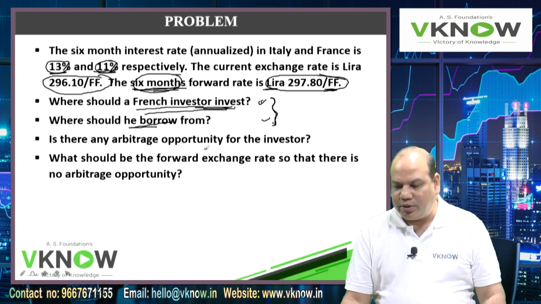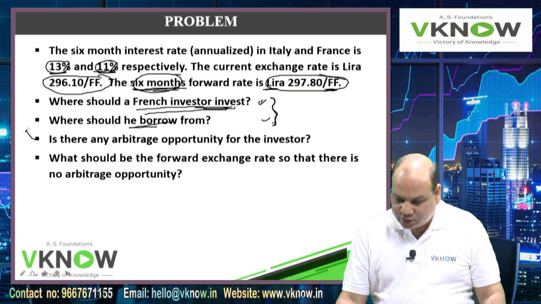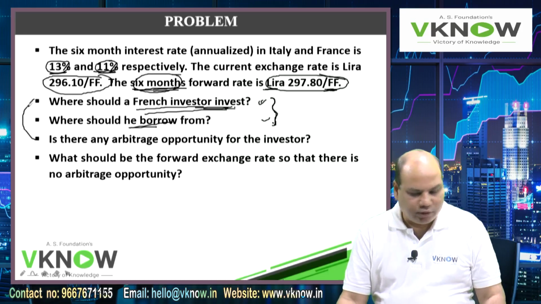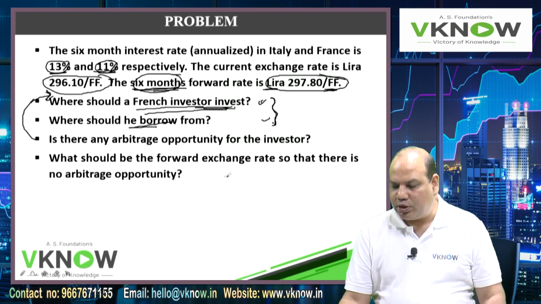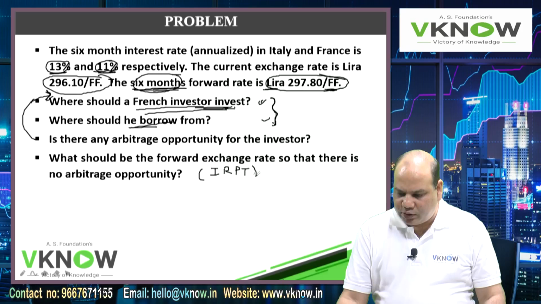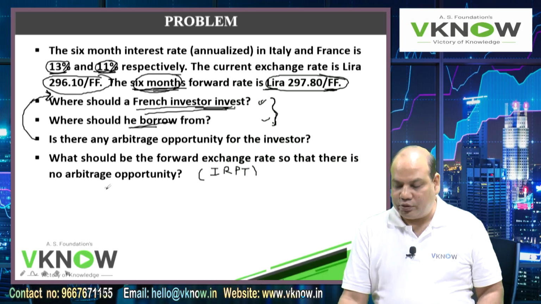Is there any arbitrage opportunity for the investor? This question should have come first, because once we check the arbitrage opportunity, we can easily answer these two questions. And now they are asking what the forward exchange rate should be so that there is no arbitrage opportunity. So I will find this out using IRPT. Applying IRPT, we will find the forward rate such that there is no arbitrage opportunity.